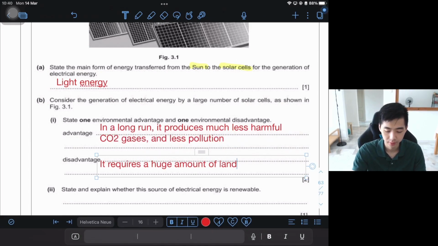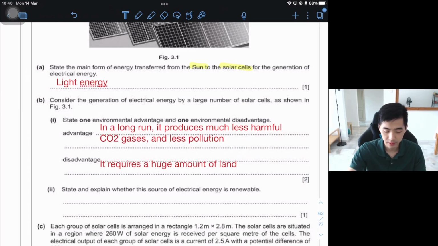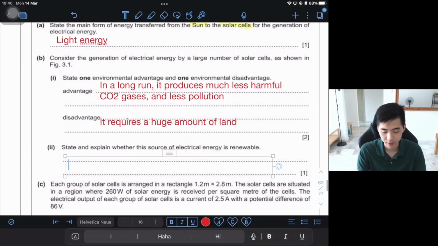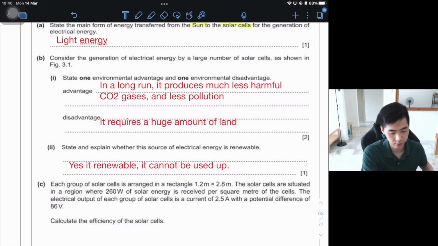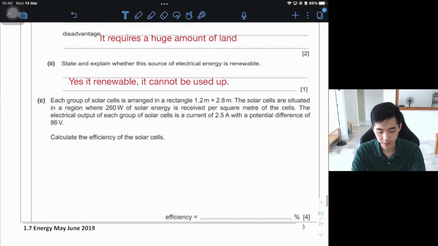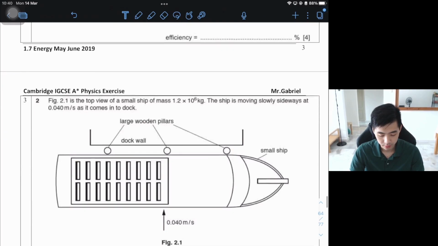Doesn't really matter. Okay. Then state and explain whether the source of electrical energy is renewable or not. Obviously, your statement is yes, it is renewable. Why? Because you cannot finish using it, right? It cannot be used up. Okay. And this is how you're supposed to answer these kind of questions here. Then this next part here, yet again, you can't do it because it's part of the year 11 syllabus. Just ignore it straight away.